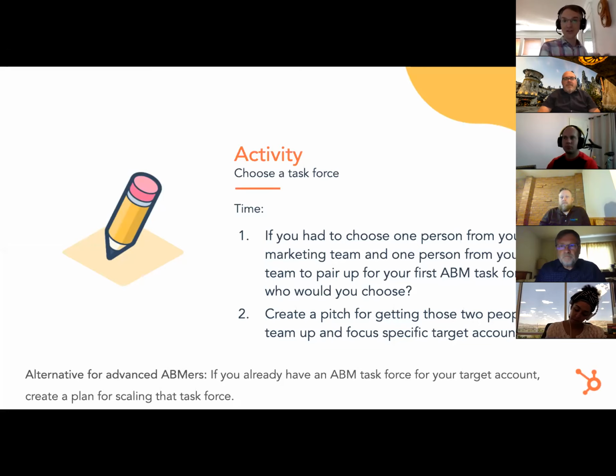For those of you who are a little more advanced, the threes and fours out there, think about what your organization is like already. Do you have a task force? Is it clearly defined? And is it scaling well? Are there any changes that need to be made if you're going to keep this strategy going long term?